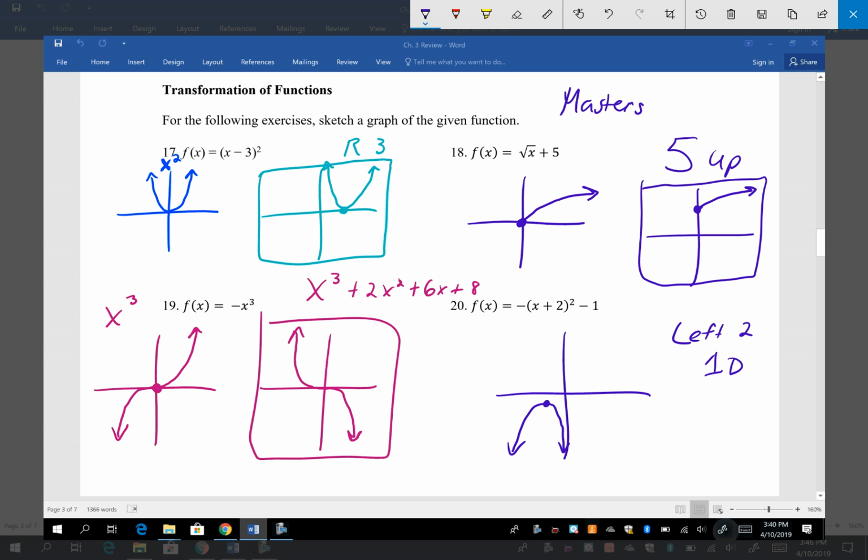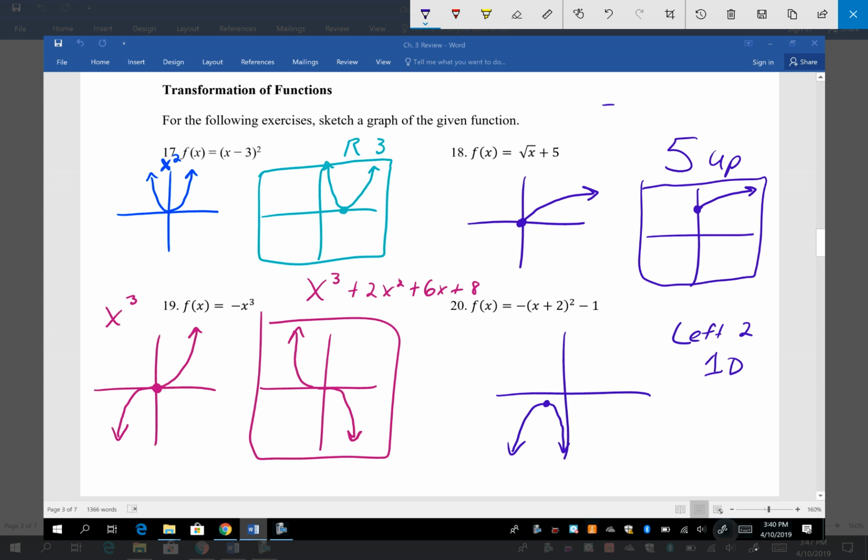Means it's going to be a vertical reflection, up to down, down to up. The negative inside, like if it had been negative x plus 2 squared, that means it's going to be a horizontal, left to right reflection, right? So instead of going left 2 and opening like this, it's going to go super to the right. Okay. All right.